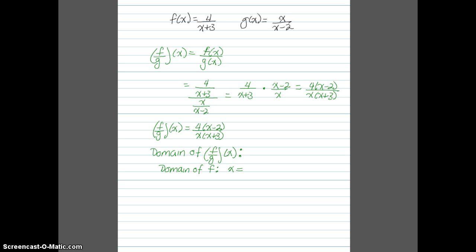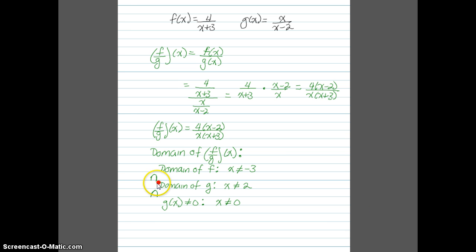we know that x cannot be equal to negative 3, because that would make the denominator in f 0. For the domain of g, we know that x cannot be equal to positive 2, because that would make the denominator 0. Now, since g is the function in the denominator, we also have to worry about the fact that g of x itself cannot be equal to 0. So we have to find out when that can happen. Since g of x is a rational function, the only way that it will be 0 is if the numerator is 0, which in this case is x. So we know x cannot be 0.